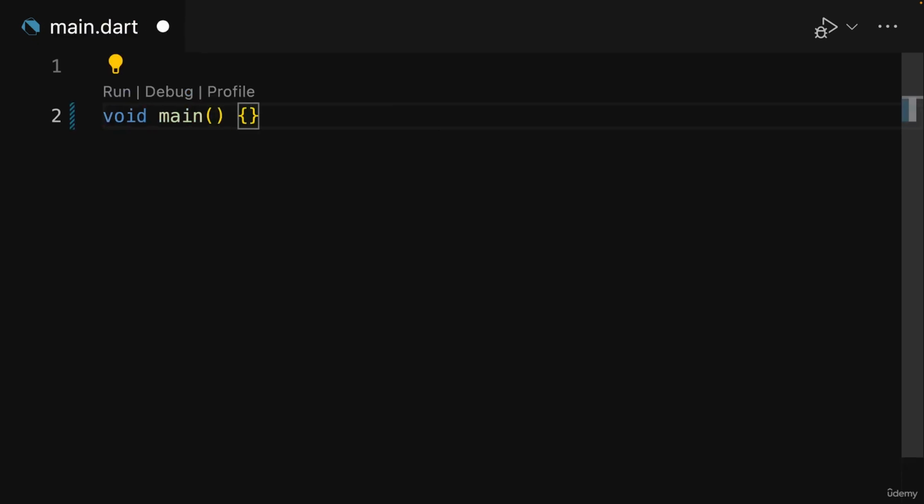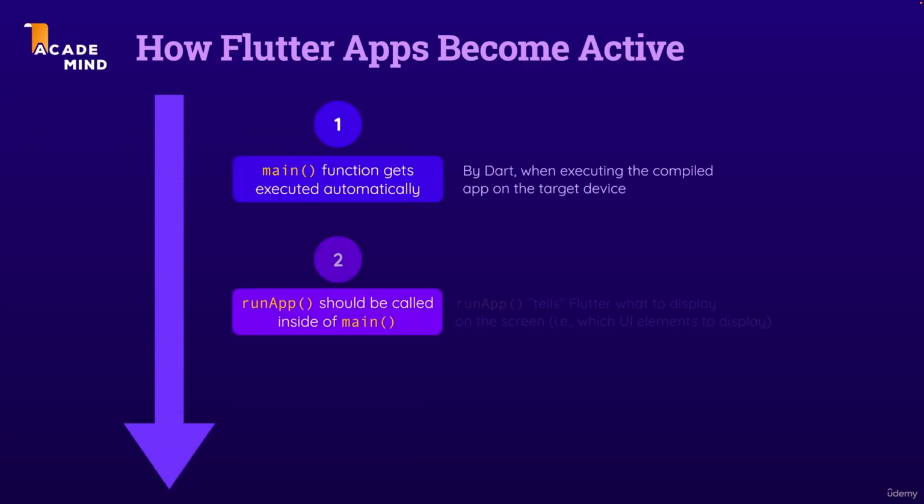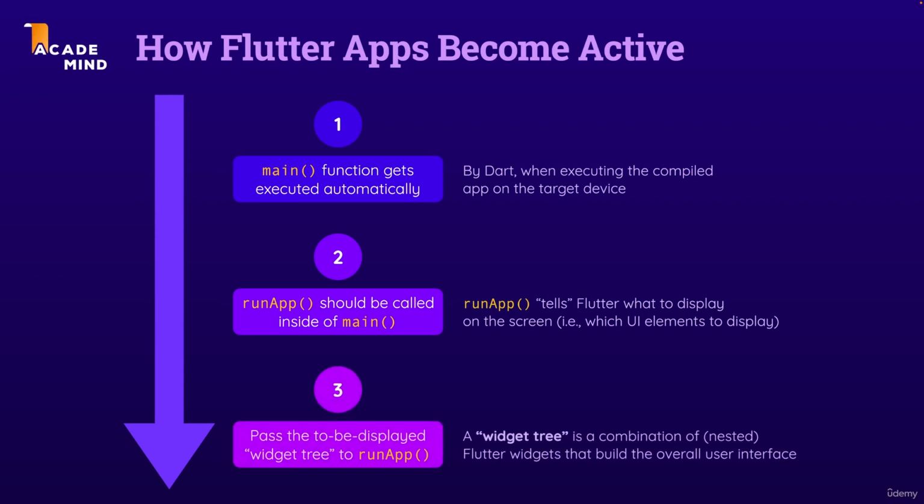a main function, because this is kind of a special function which is automatically detected and executed by Dart when your application starts on the target device. This main function in the main.dart file is automatically detected and executed.